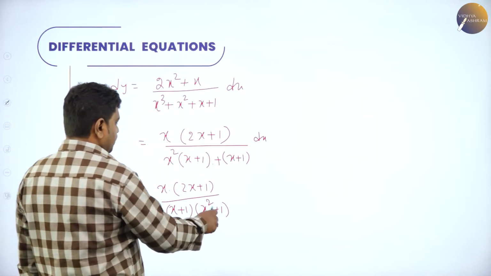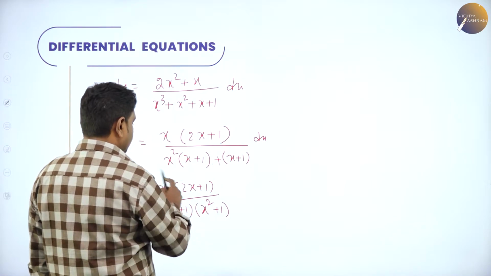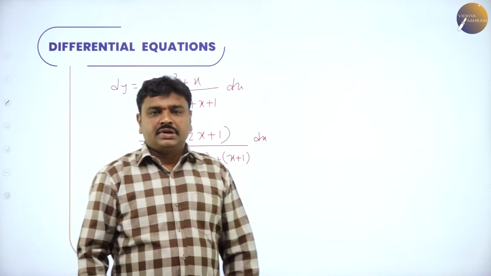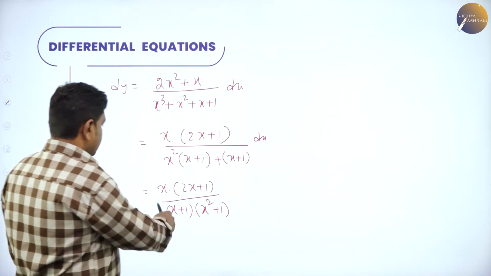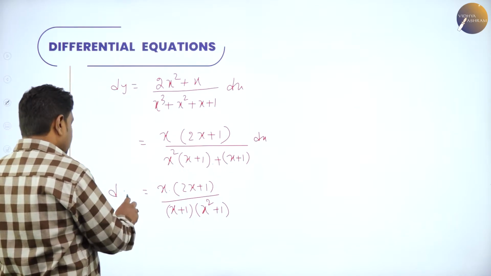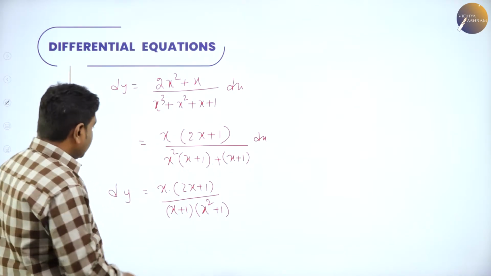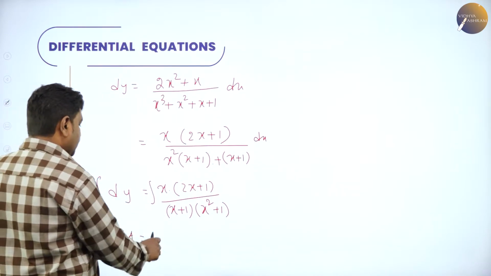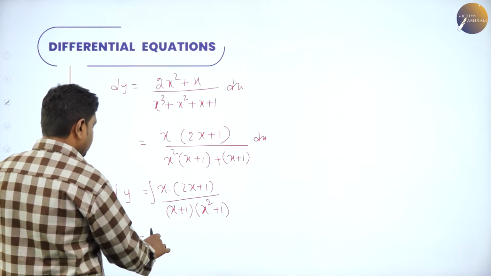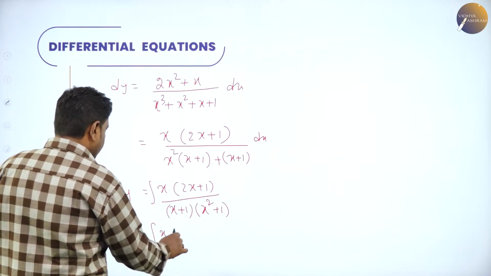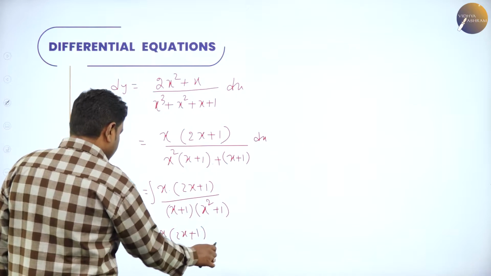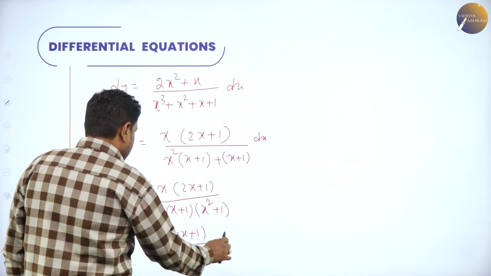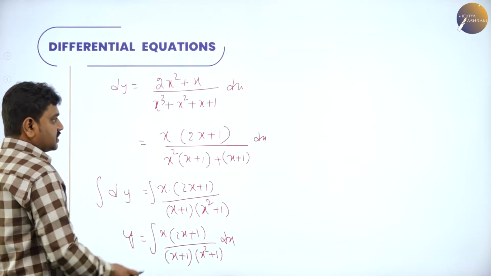if I take x square plus 1 as t, derivative of x square is what? 2x. And we can split this. So now we have x into this. So now this can be integrated both sides. Integrating LHS is easy. Integration of this is y, but to integrate this we should use partial fraction method. So integration of x into 2x plus 1 divided by x plus 1 into x square plus 1 dx. So I'll take only RHS.